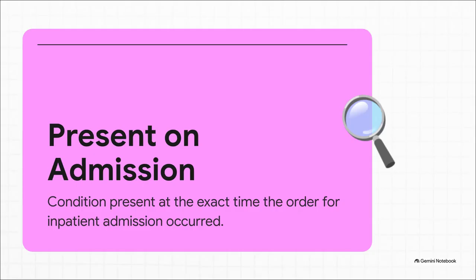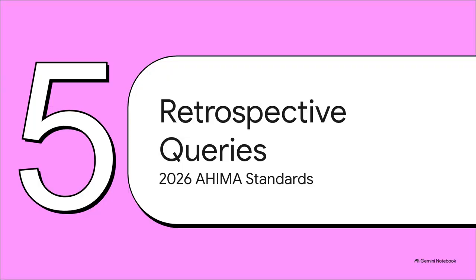Another really key concept CDI specialists look for is present on admission, or POA. Figuring out exactly what was present at the exact moment of the admission order is so vital for accurate coding and quality reporting. If the clinical documentation is a bit hazy on whether a condition, like pneumonia or an acute kidney injury, was already happening before admission or if it developed during the stay, the CDI specialist has to step in and get that clarified. Which brings us to Part 5, Retrospective Queries and Validation, looking at the 2026 AHIMA and ACDIS standards.